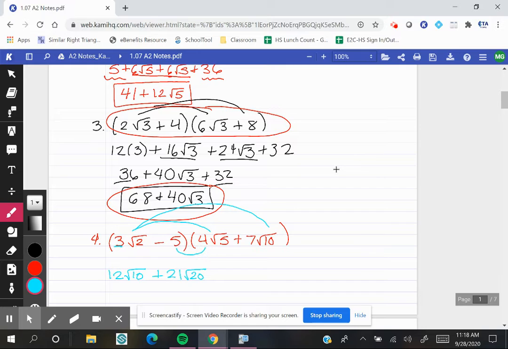Now we'll go to the negative 5, distribute that. We get negative 5 times 4 is 20. Keep the rad 5, and then negative 5 times positive 7 is negative 35, rad 10.